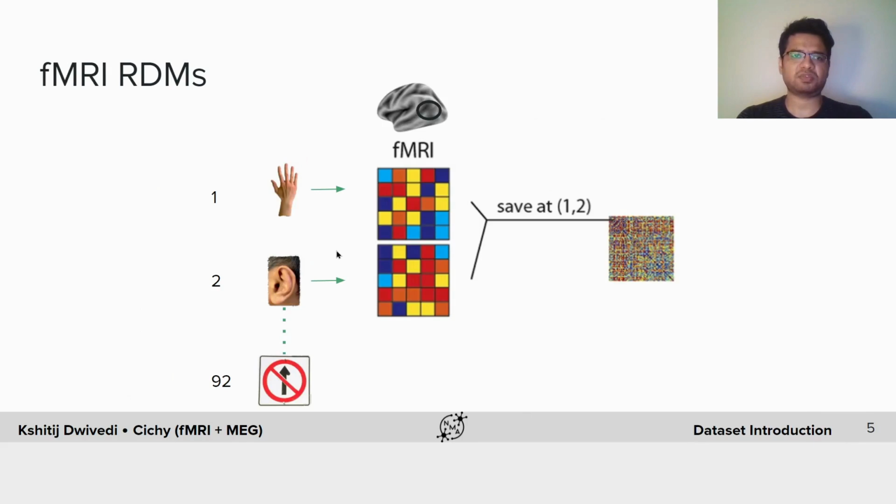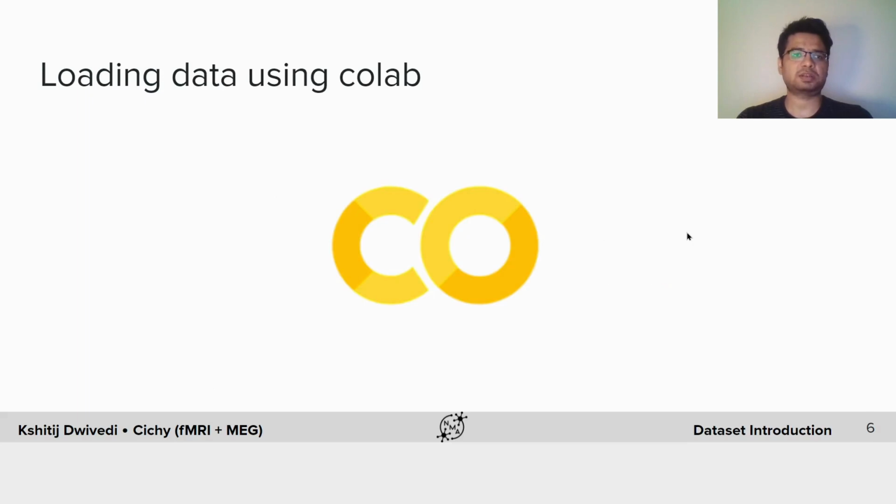Similarly, in the case of fMRI, for a given pair of images and the corresponding fMRI responses for a given region, we calculate the pairwise distance between the fMRI responses and use it to fill the RDM. If we calculate all pairwise distances for the stimulus set, then we get a stimulus cross stimulus matrix for fMRI RDMs. Now let's look at how to load the data using Colab.